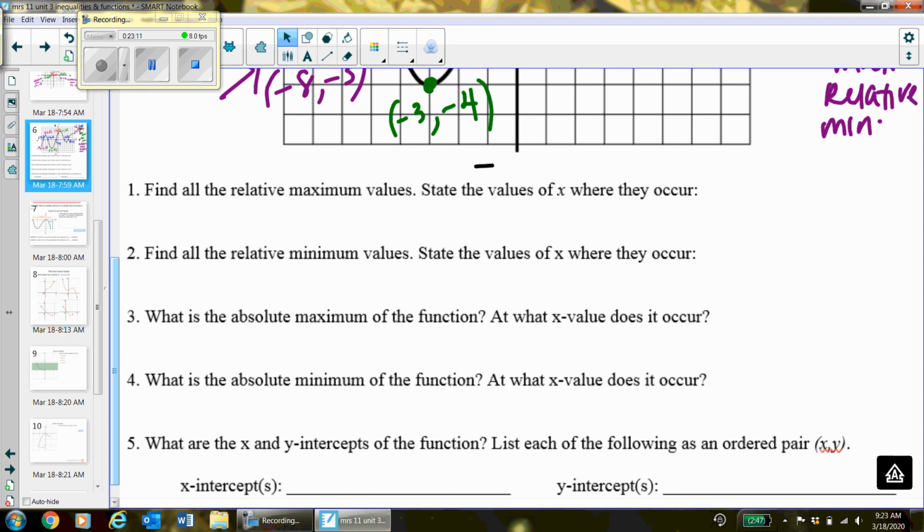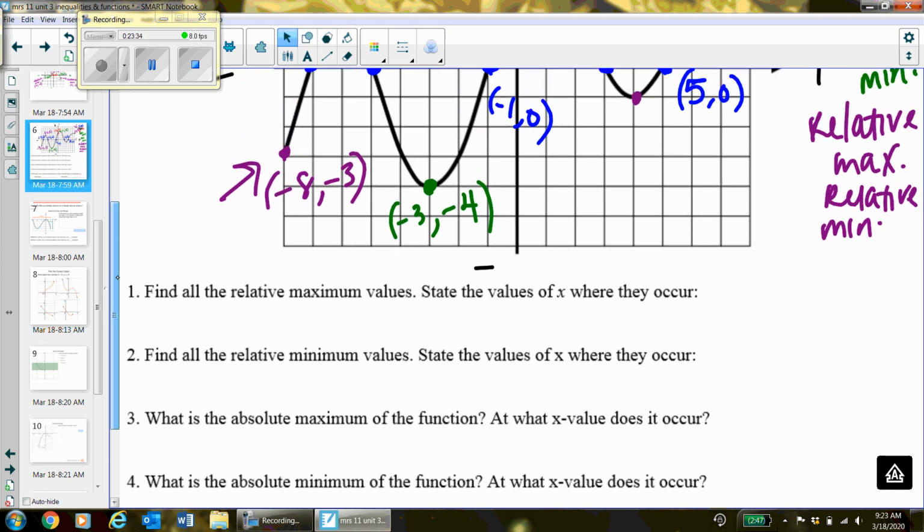So the first one, find all the relative maximum values. State the values of x where they occur. So we found all of the relative maximum values, but they don't want the coordinate points. They only want the x values. So yes, it's perfect that we went and found those, because now we can just go back to our graph and look up and see what all of those would look like.